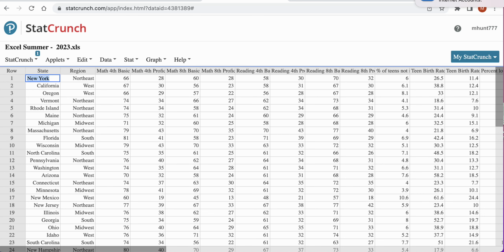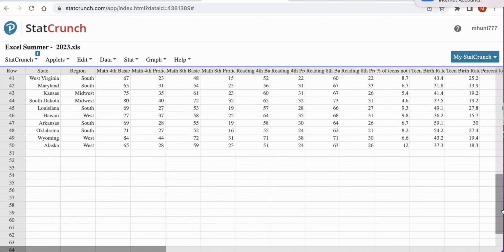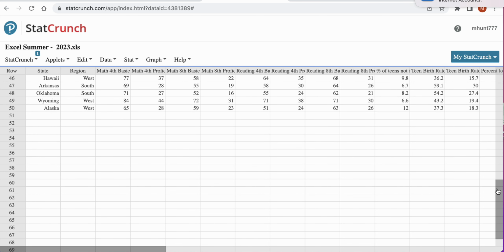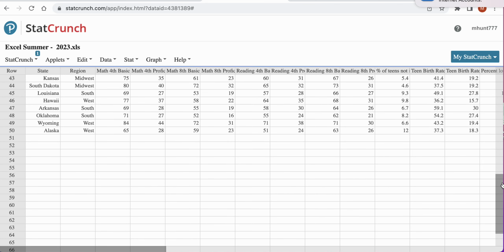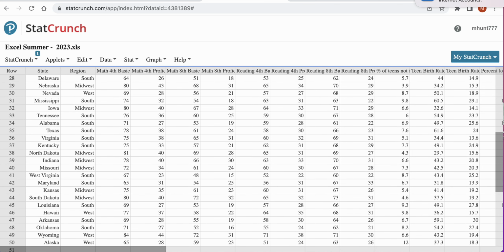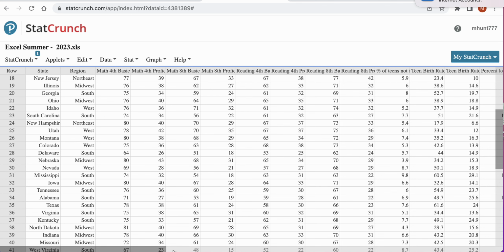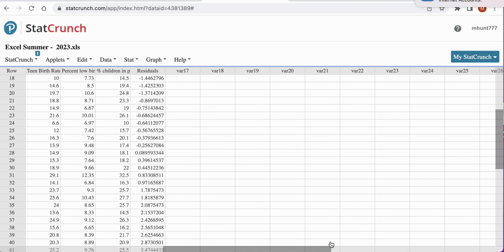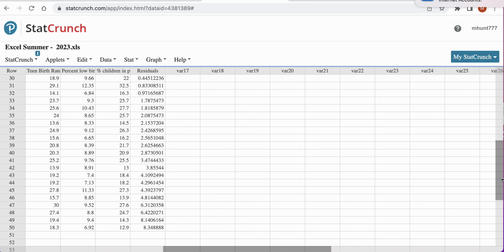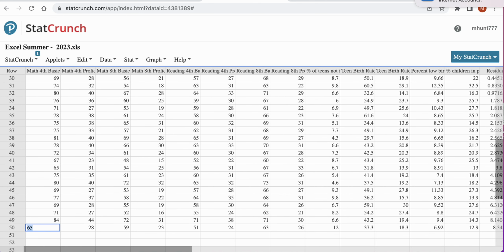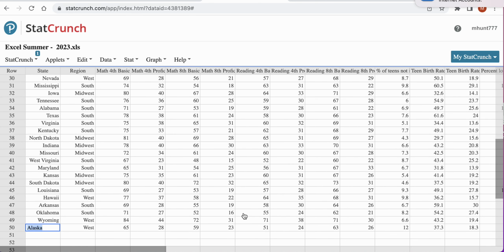Just for fun, let's look at the most positive residual. Oh, we've got to get back to the residuals. What is the most positive residual? It is 8.34. And which state does that correspond to? That corresponds to Alaska.